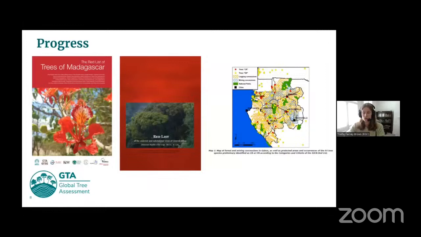And then also Missouri Botanical Garden have been doing a lot of red listing of Gabon's threatened tree species, which is again a very big task. So yeah, we've still got a long way to go, but we've been making lots of really good progress.